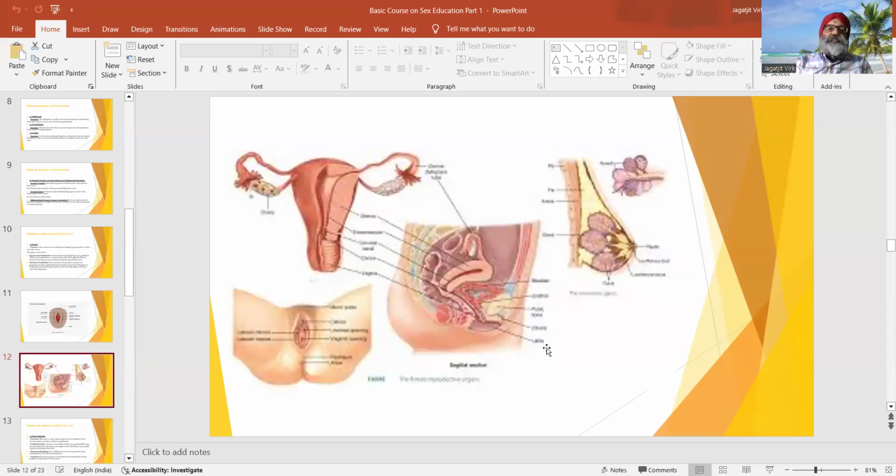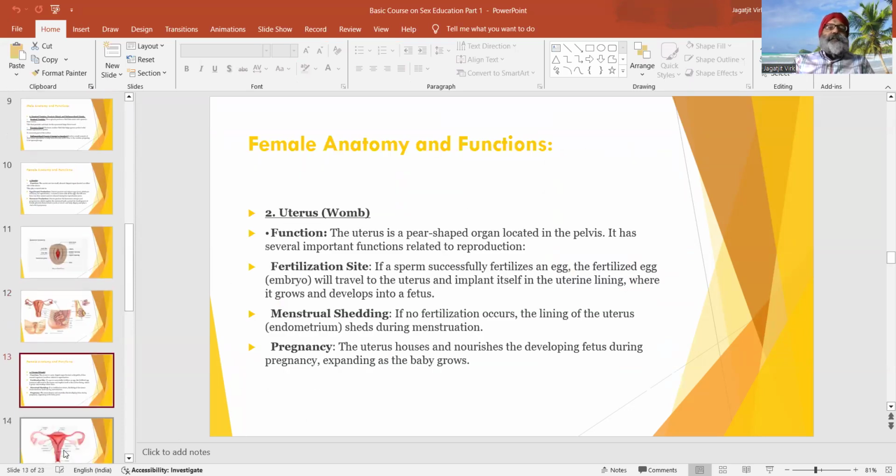This is the breast, and this is the external genitals of a female. Uterus, called womb. Function. The uterus is a pear-shaped organ located in the pelvis. It has several important functions related to reproduction.